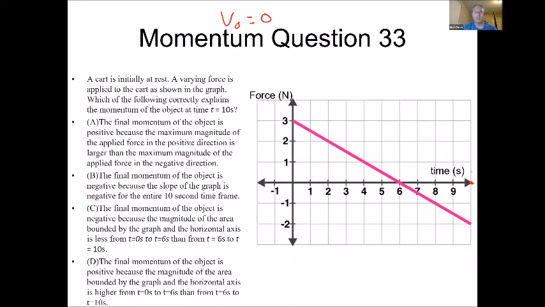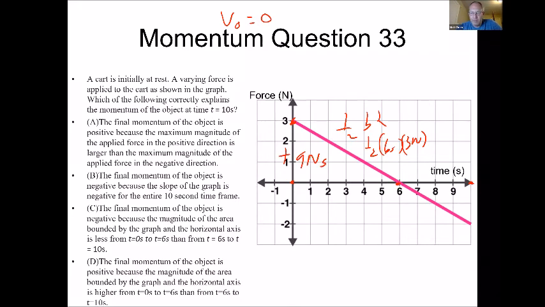So what we're saying is between 0 and 6 seconds, we're applying an impulse, because the area under this curve is going to be impulse of 1/2 BH. So that would be 1/2 times 6 times 3. So that would be 9 Newton seconds in here, and that's positive.